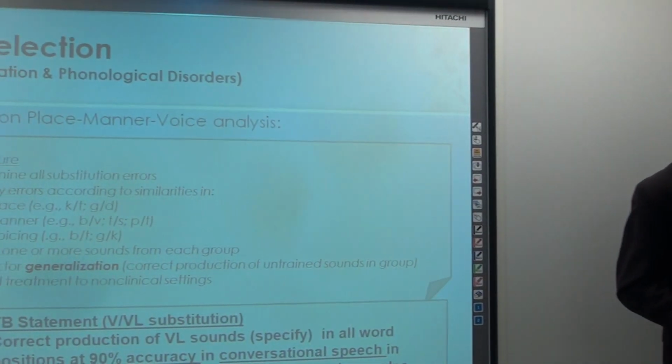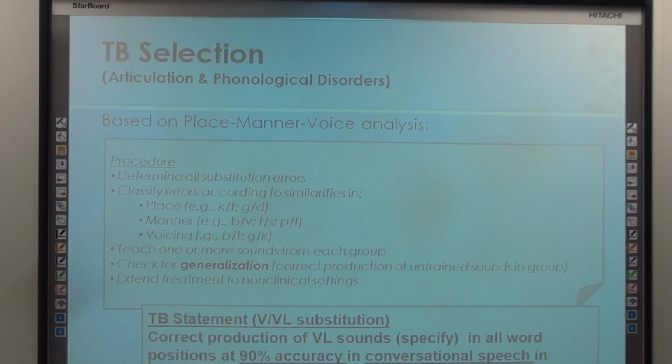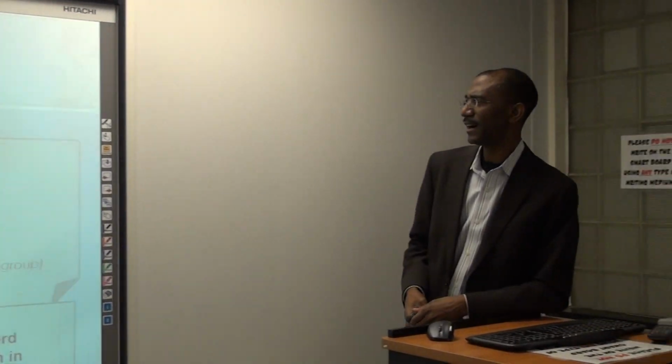So that was the sound by sound analysis. For a child that has a number of errors, you can conduct a place, manner, voice analysis. This one again is an old analysis and way of organizing sound acquisition. We have the phonological process analysis, that's a lot more recent, and you've got the distinctive features. But this one has all those elements that are necessary. So in this particular case, you're looking at substitution errors. You're looking at all substitution errors, and then you're classifying them according to similarities.